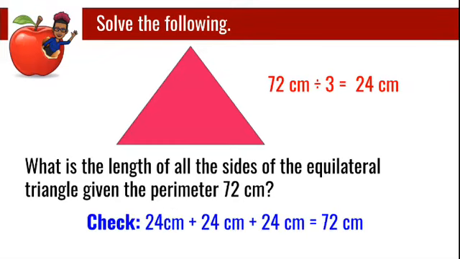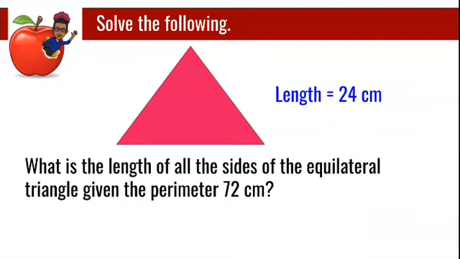Let's double check. So we're going to add 24 3 times. That makes 3 lengths. So we find the sum of the 3 sides, 24 centimeters plus 24 centimeters plus 24 centimeters. We would get our 72 centimeters. So our length will be 24 centimeters.